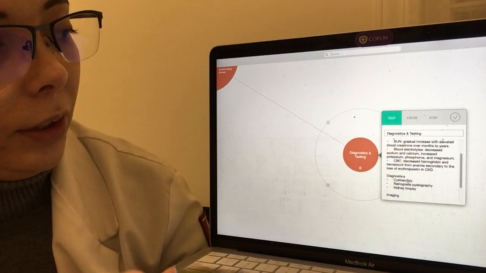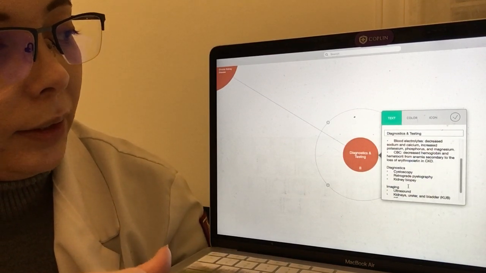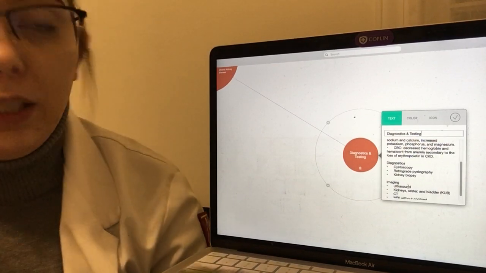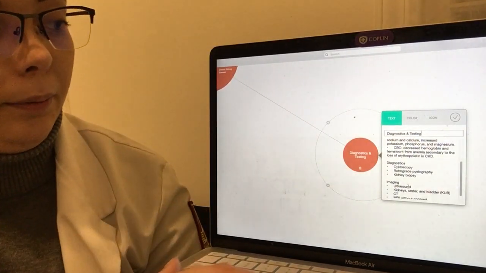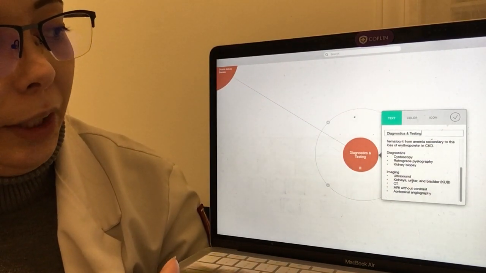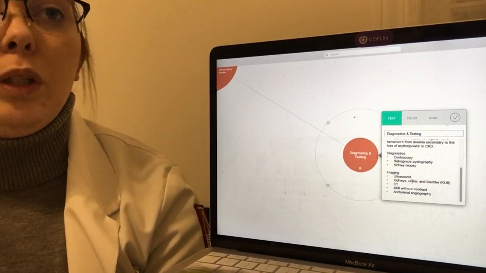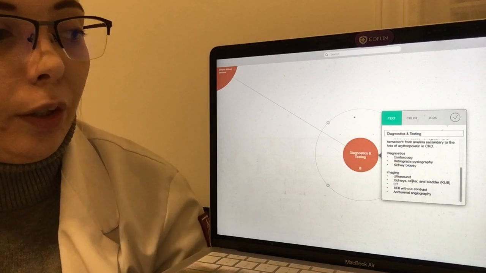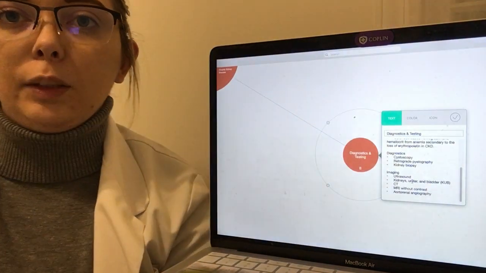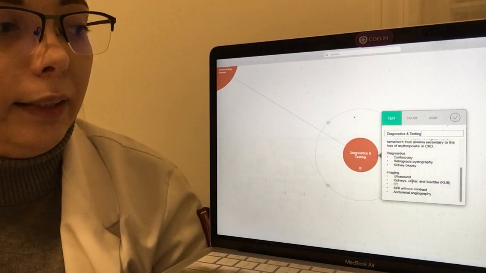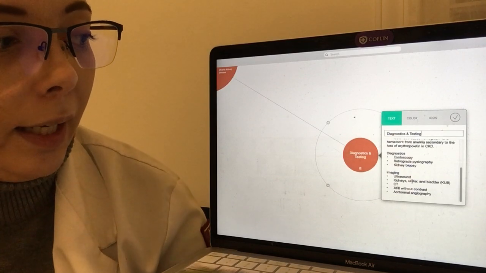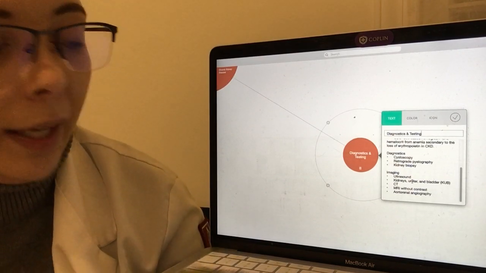Some diagnostics we're going to look at that is typically done as a cystoscopy, retrograde pyelography, and a kidney biopsy. Imaging that is typically done with these patients would include an ultrasound, the kidneys, ureter, and bladder, which you'll usually see in the hospital as a KUB, a CT, MRI without contrast, and an aortorenal angiography.